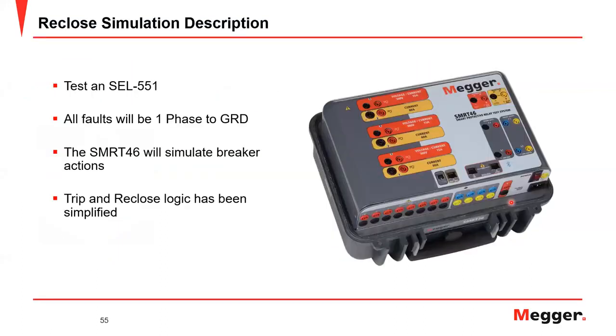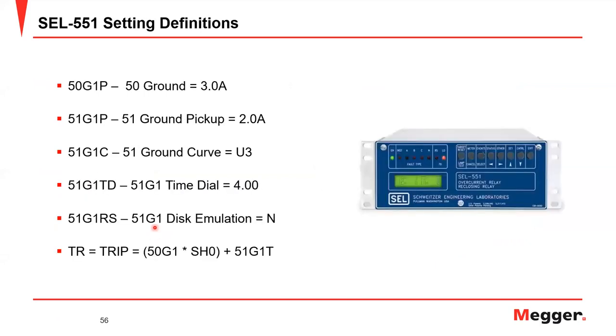Okay. So now we're going to move into the product demonstration process. We're going to be testing a Schweitzer 551. All faults will be single phase to ground. SLRT 46 will simulate breaker actions, tripping and closing. And in the relay itself, I have severely simplified the logic, and you'll see a little bit of what that is. Okay. The settings we'll be testing are very simple.